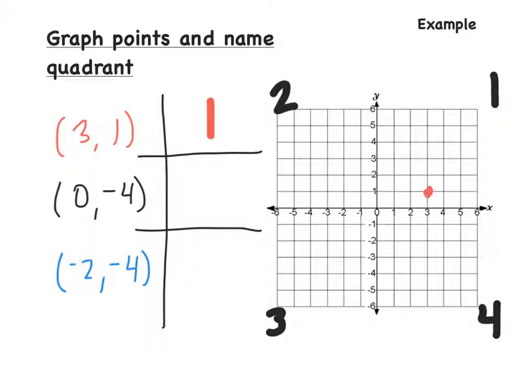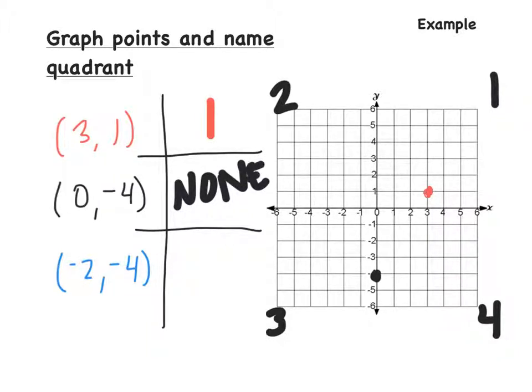Now let's look at the next point. We have 0, -4. So we always start at the origin. We go to the right or left 0, so we stay right here. Then we go down -4. So our point is going to be right there. Now what quadrant is that in? Remember, if it lies directly on the y-axis or the x-axis, it is not in a quadrant. In this case, it lies directly on the y-axis. So there is no quadrant. So I'll just put none.